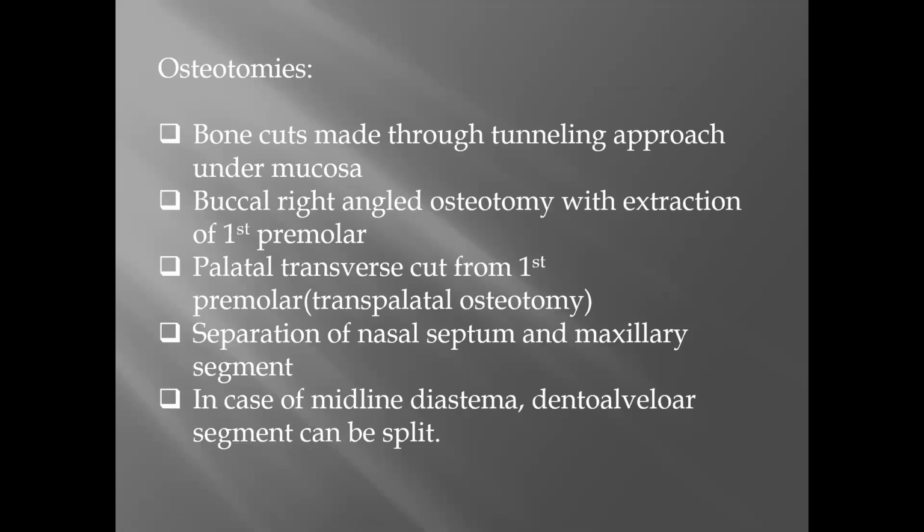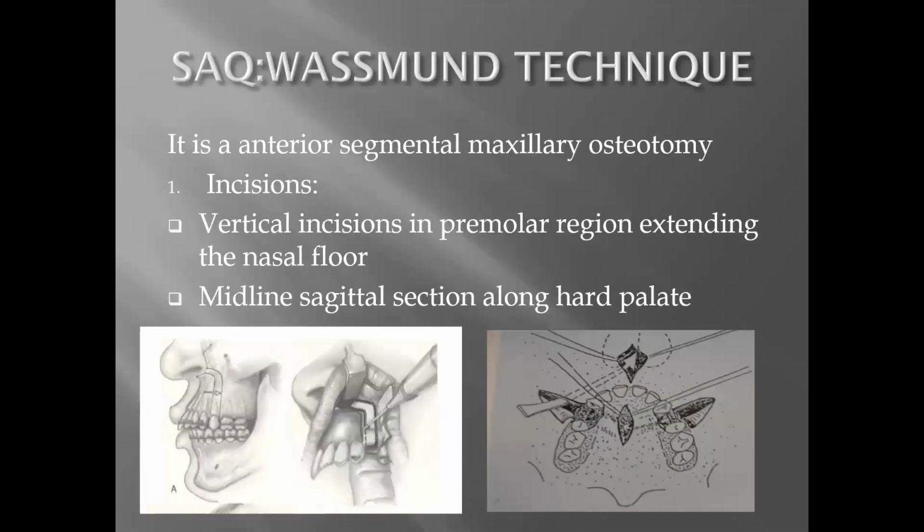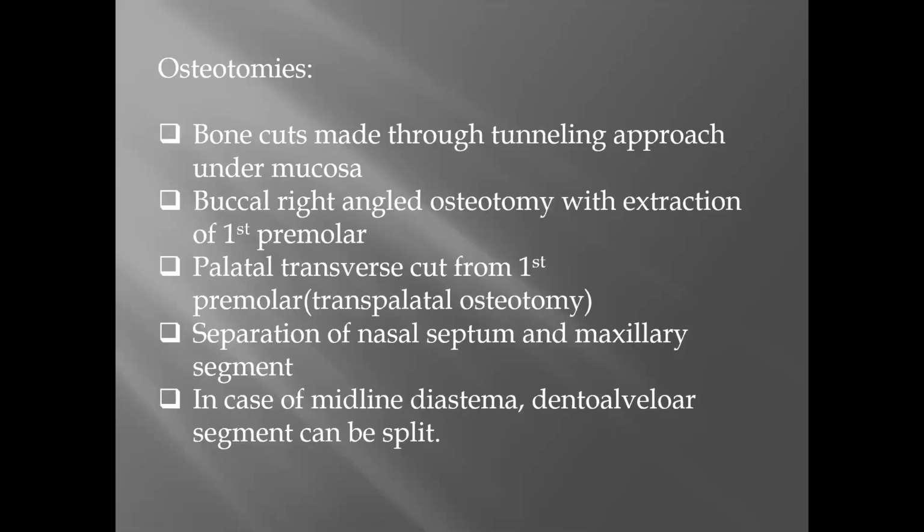Osteotomies: bone cut made through a tunneling approach under the mucosa. Buccal right angle osteotomy with extraction of the first premolar. Palatal transverse cut from the first premolar, that is the transpalatal osteotomy. So here we can see the right angle osteotomy and here we can see the transpalatal osteotomy. Separation of the nasal septum and maxillary segment is done. In case of midline diastema, dentoalveolar segment split can be done.